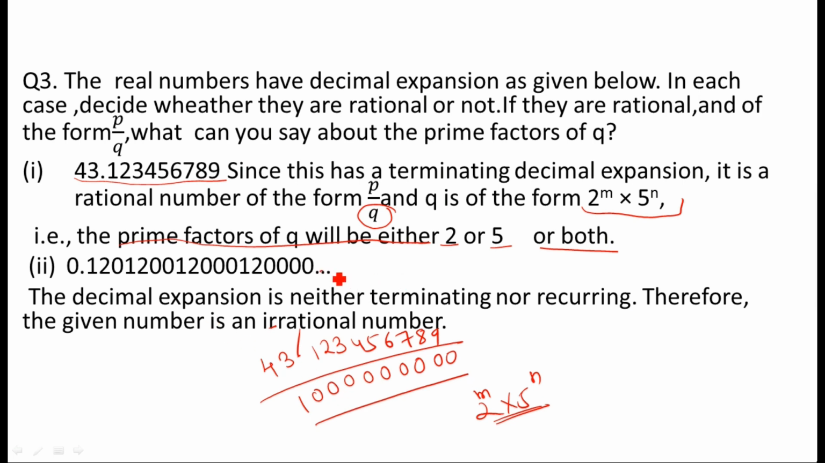The next one is non-terminating because the value continues. It is not stopping. Therefore, it is neither terminating nor recurring. Therefore, the given expansion is an irrational number.